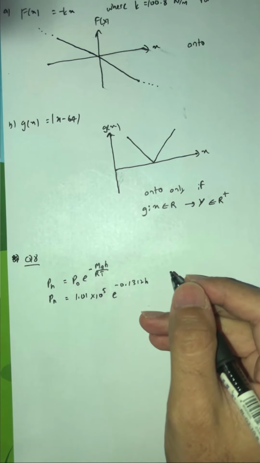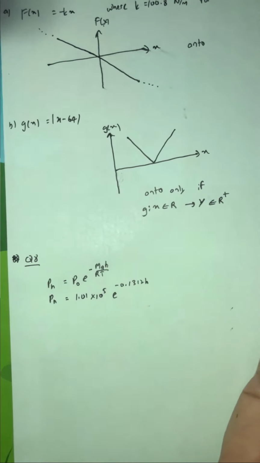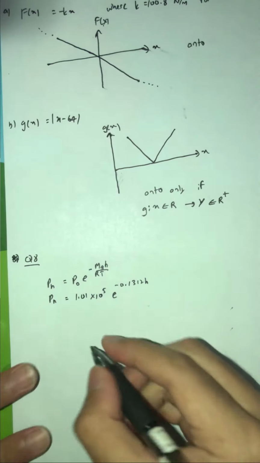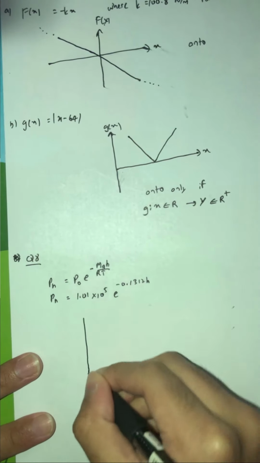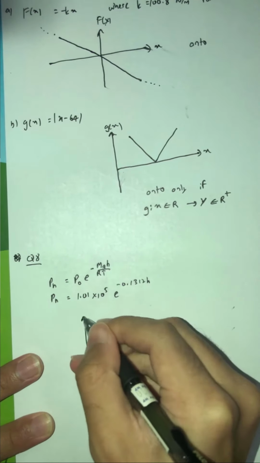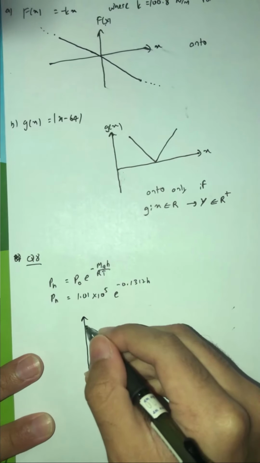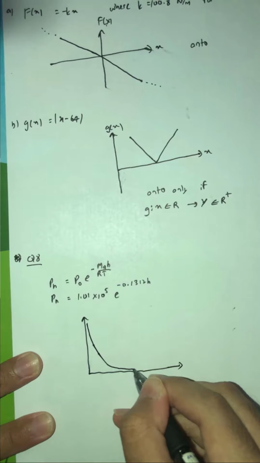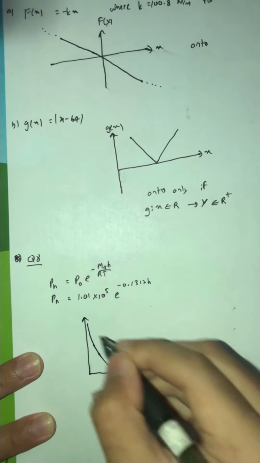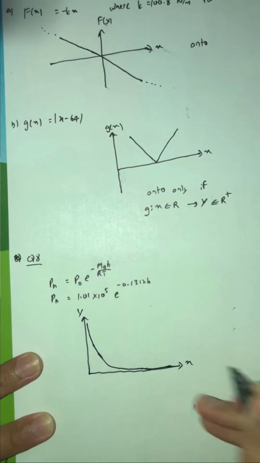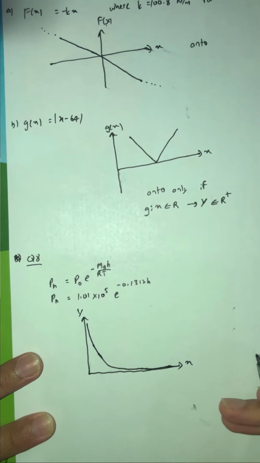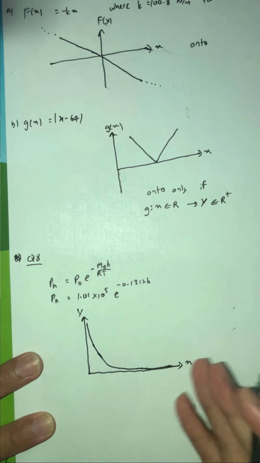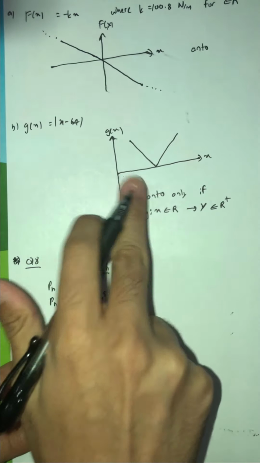Determine if the relation shows an onto function. Basically the same question as before. Just draw and determine whether it is onto. So when you draw, you'll get something like this. So is this onto? In general it is not onto, right? Because at negative y there's no value of x, just like this one.